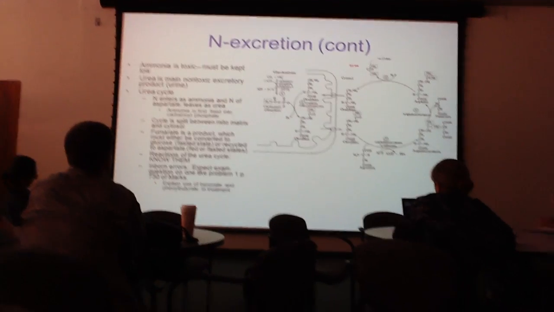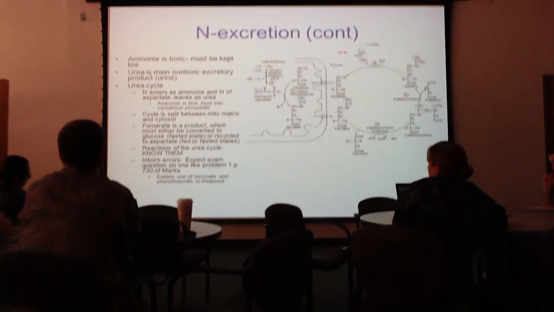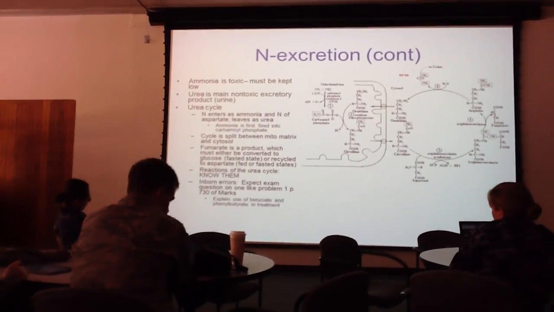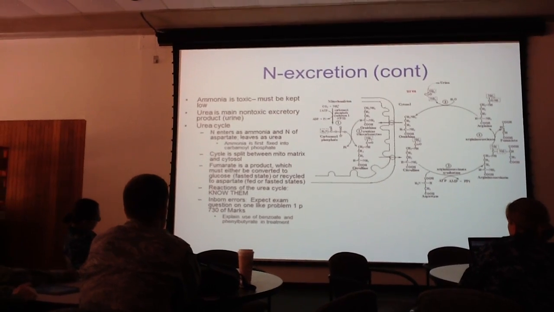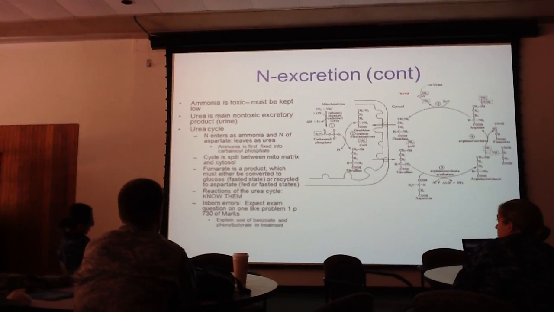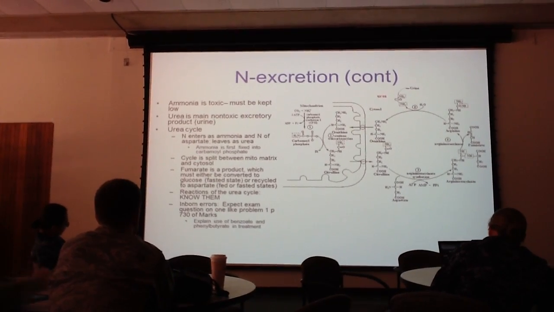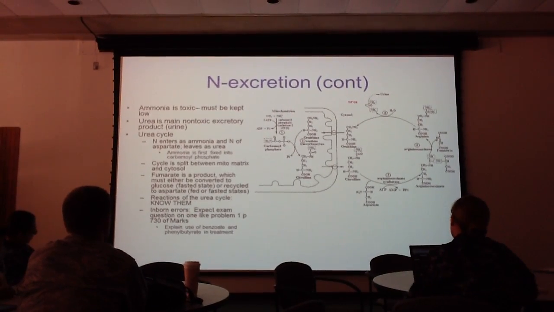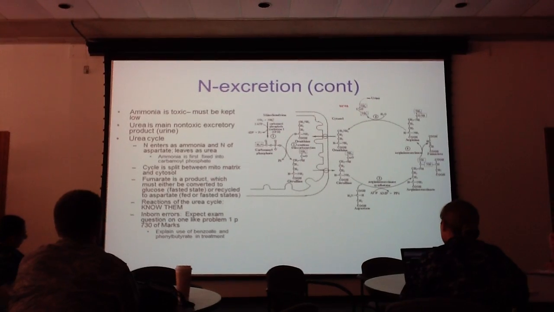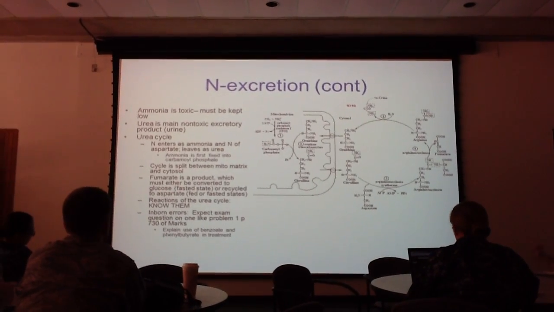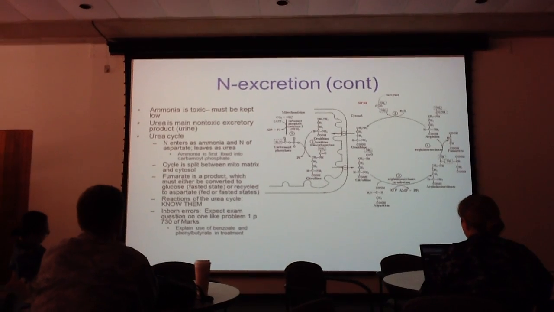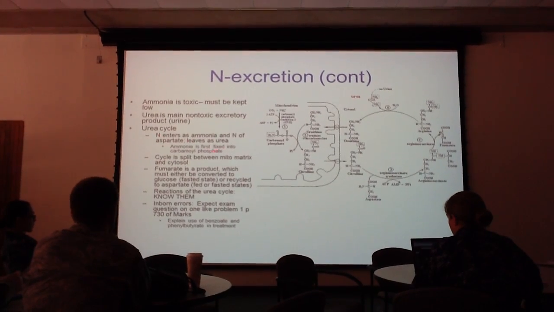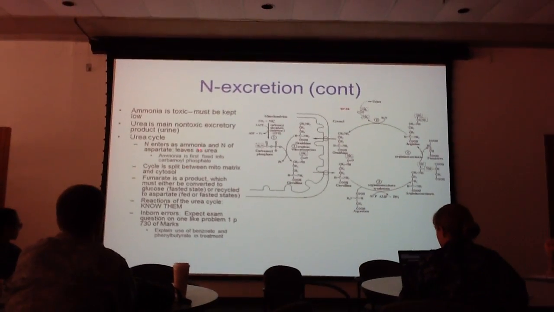So let's go through some of these bullet points, make sure I didn't forget anything. Ammonia is toxic. That's sort of the theme of nitrogen excretion, the toxicity of ammonia. And we go through all this rigmarole to keep the level of free ammonia down and make sure that ammonia is being transported around in non-toxic forms such as amino acids and urea. Urea is the main non-toxic excretory product, and it goes out in the urine. The urea cycle: nitrogen enters as ammonia and the nitrogen of aspartate, and it leaves as urea.